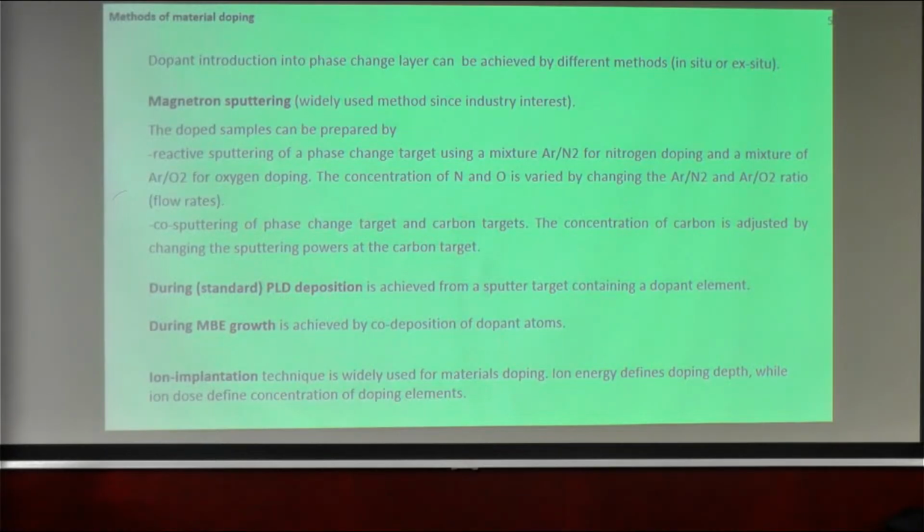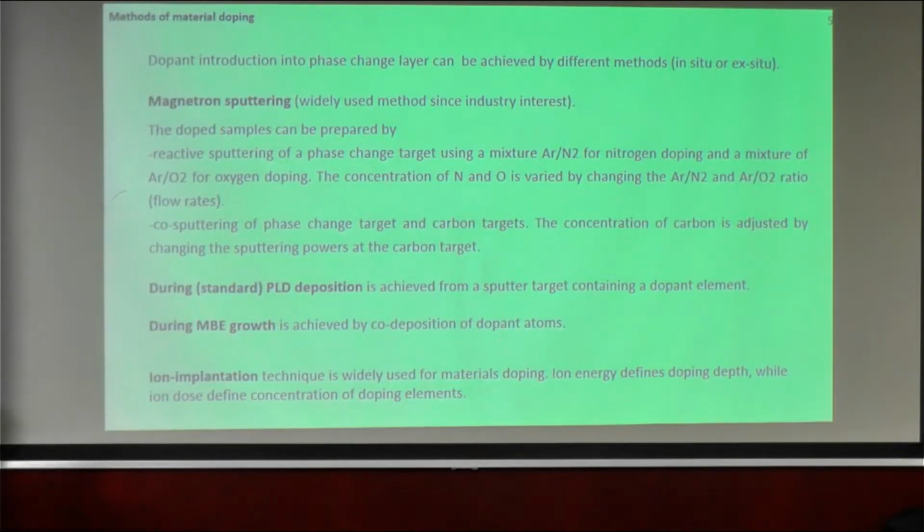Now let us look at how we can introduce the doping elements into the materials. We can use magnetron sputtering. Yesterday you had a tutorial on this method, and you also have seen how it works. And here, how to make the doping? There is a very simple way to dope your elements in a sputtering system.